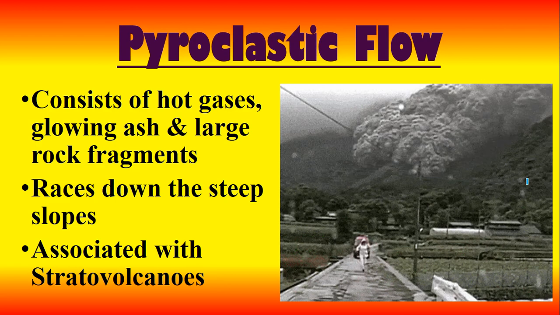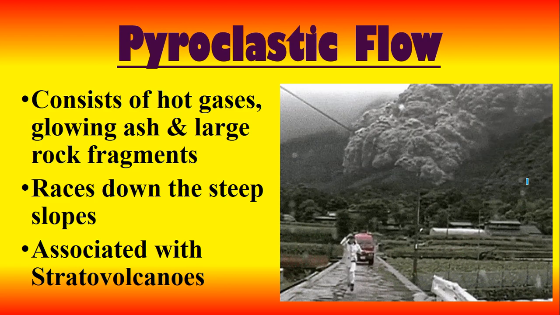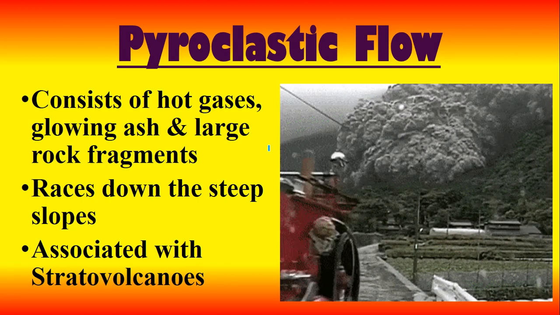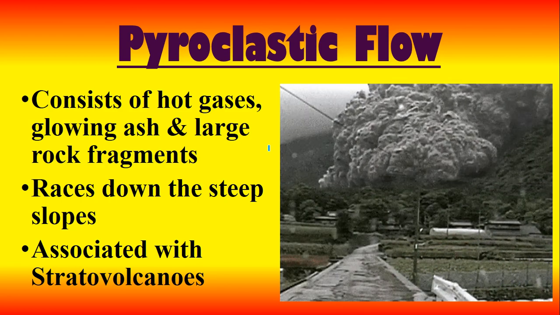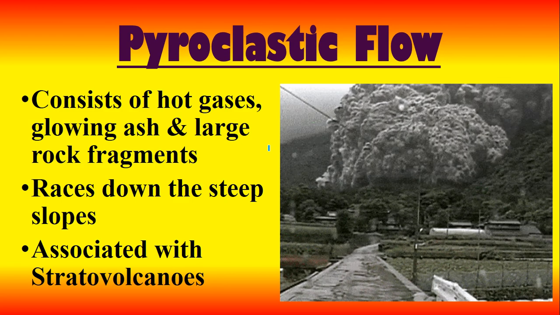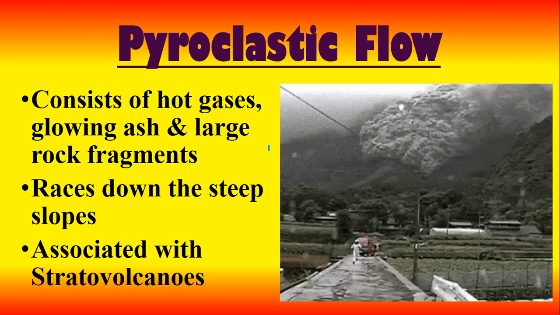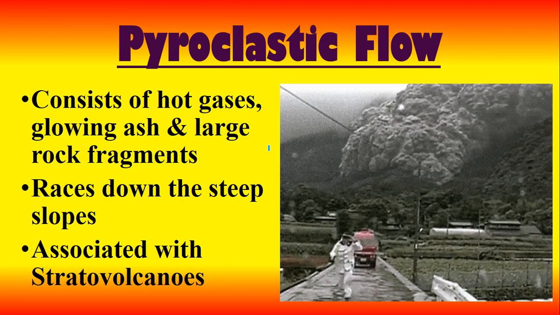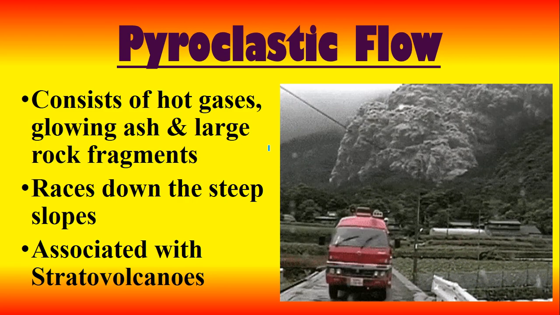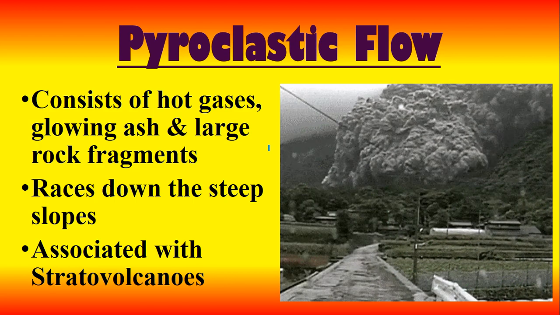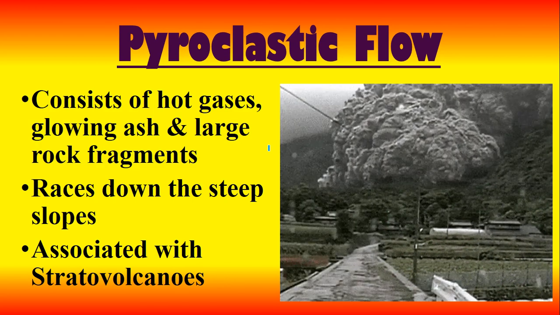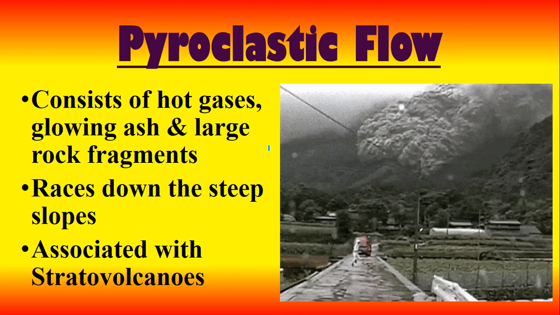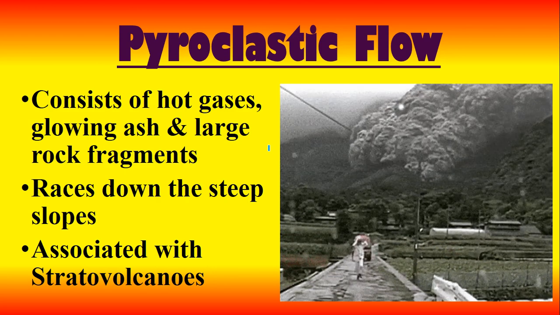I talked about pyroclastic flow in the last video on volcanoes, but you can see a pyroclastic flow here. It consists of hot gases, glowing ash, and large rock fragments. And what it does, it races down a steep slope. These are most associated with stratovolcanoes, or composite volcanoes, and they just destroy everything in their path. Most of you have probably heard of Pompeii being destroyed by Vesuvius. Pompeii was destroyed by a pyroclastic flow.